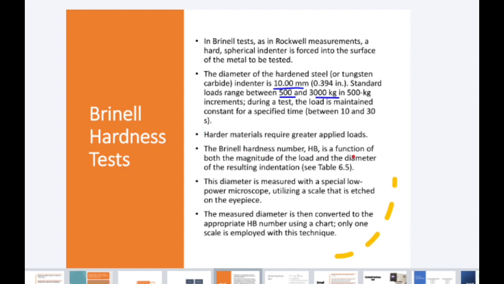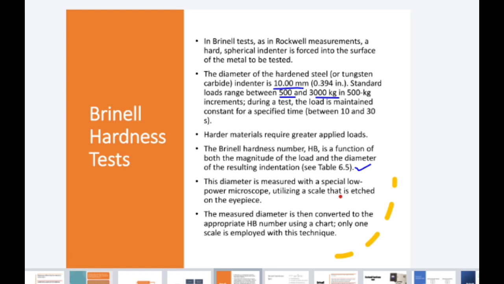So the Brinell hardness number is a function of both the magnitude of the load and the diameter of the resultant indentation. We will see this table in the coming slide. This diameter is measured with a special low power microscope utilizing a scale. Usually the microscope is connected to the machine; if not, we have a separate microscope. You take the specimen, apply the load, make the dent, and then put the specimen in the microscope and measure the diameter of the indentation. The measured diameter is then converted to the appropriate hardness number using a chart. Only one scale is employed with this technique, right?